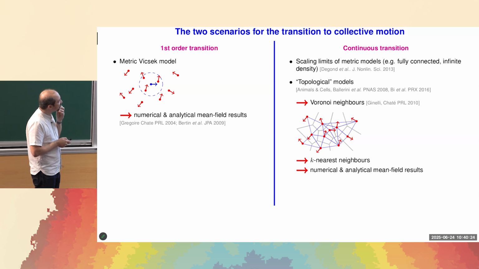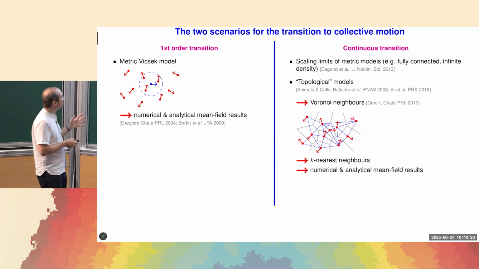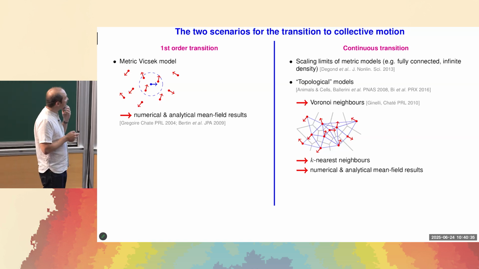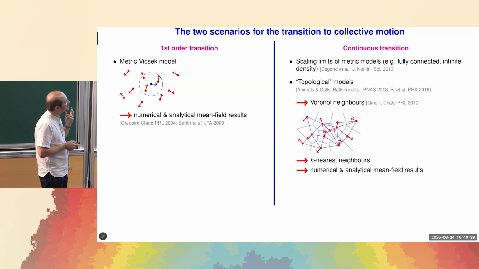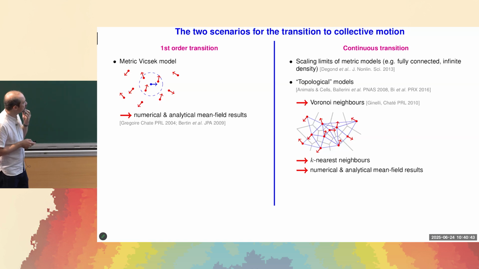Another type of model which has been looked at a lot by the people in Roma are the k-nearest neighbors models, because birds apparently align with up to 6 neighbors next to them. And in this class, there are numerical and analytical mean field results that strongly suggest that the transition should be continuous.